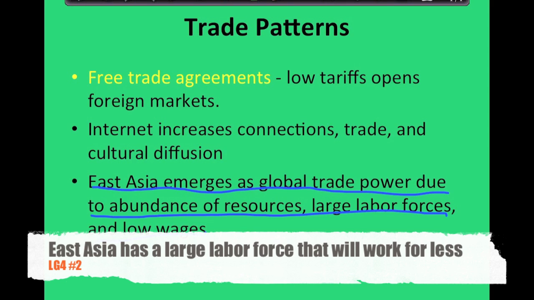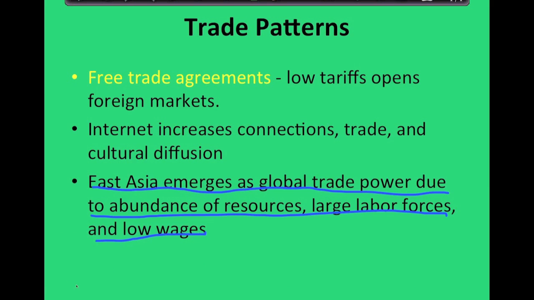All right, so it says East Asia emerges as a global trade power due to abundance of resources, large labor forces, and low wages. One reason that globalization has affected East Asia is because the United States has shipped many of their jobs overseas, or one way to put it is outsourced, right? A lot of American jobs have gone overseas, whether it be manufacturing jobs, especially textile manufacturing. So a lot of clothes are manufactured overseas.